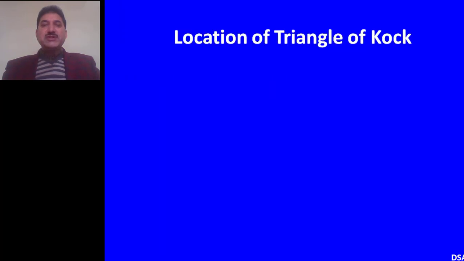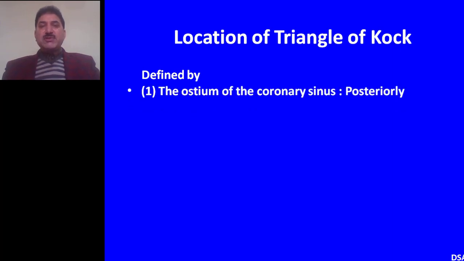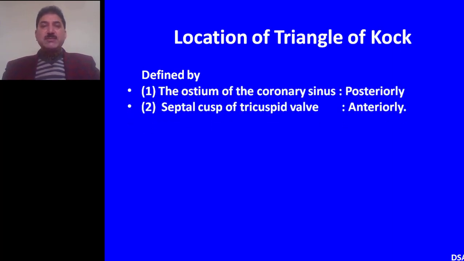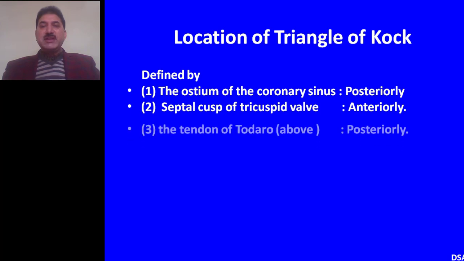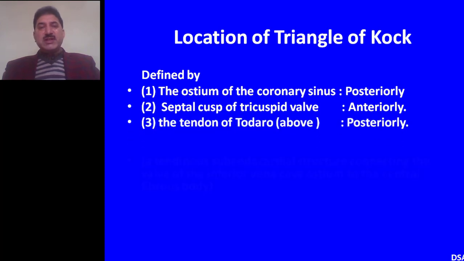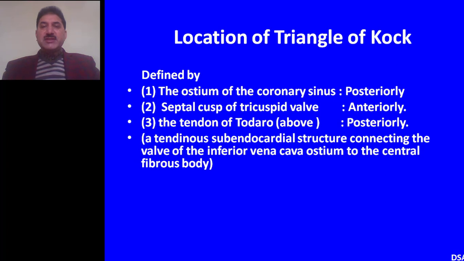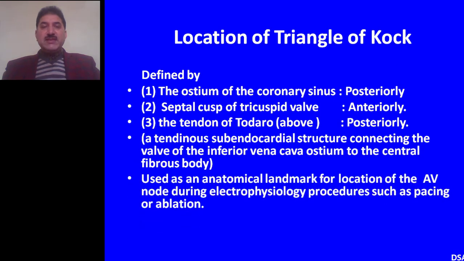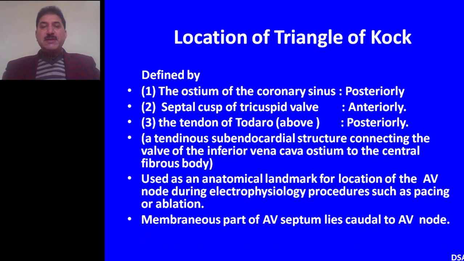What is location of triangle of Koch? Triangle of Koch is defined by the ostium of the coronary sinus posteriorly, septal cusp of tricuspid valve anteriorly, the tendon of Todaro posteriorly. Tendon of Todaro is a tendinous structure connecting the valve of the inferior vena cava ostium to the central fibrous body of heart. It is used as an anatomical landmark for location of AV node during electrophysiology procedures such as pacing and ablation. Membranous part of AV septum lies just caudal to AV node.